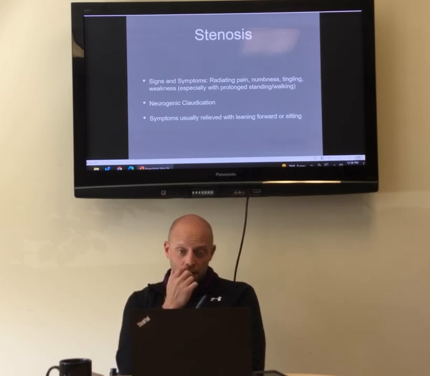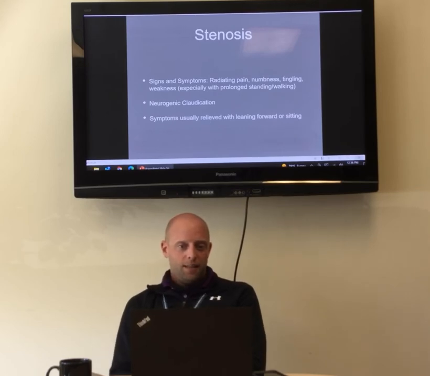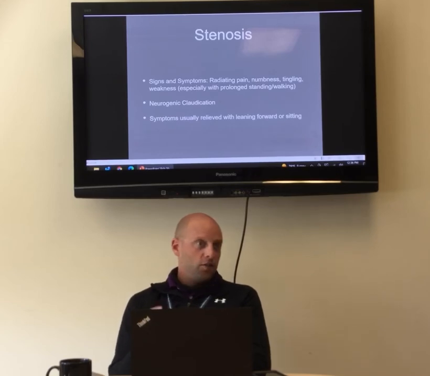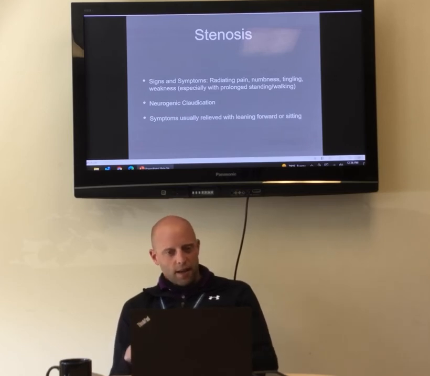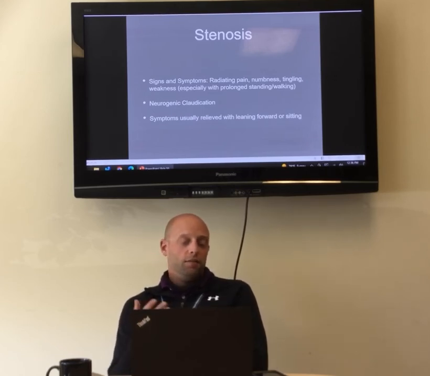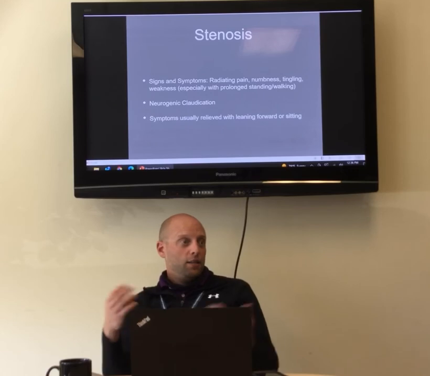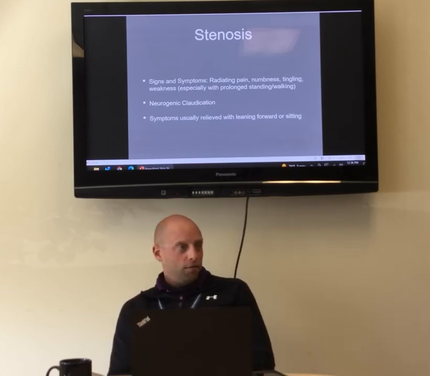Signs and symptoms of stenosis: radiating pain, so pain going down the leg, or down the arm if it's in the neck, numbness, tingling, weakness, especially in the lower back with prolonged standing and walking. This is called neurogenic claudication because this impingement changes with position. So if you're standing, those foramen tend to close down a little bit more. When they sit or lie down, they open up and take a little bit of that pressure off, and this is why they'll say, my legs go numb when I stand and walk for 100 feet.